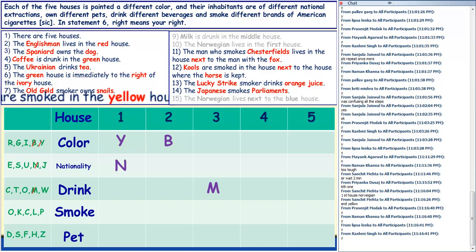Cools are smoked in the yellow house. So yellow house we already know. So cools are smoked in the yellow house. That is for sure. ये भी आ गया.